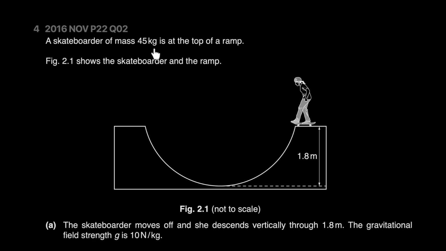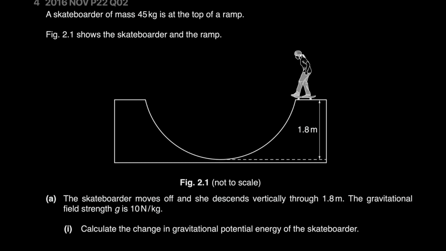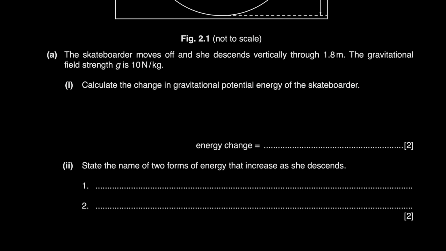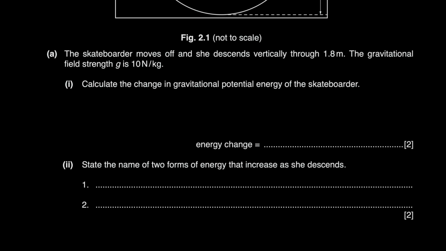A skateboarder of mass 45 kilograms is at the top of a ramp. It shows the skateboarder and the ramp, right? All right. Calculate the change in gravitational potential energy of the skateboarder.